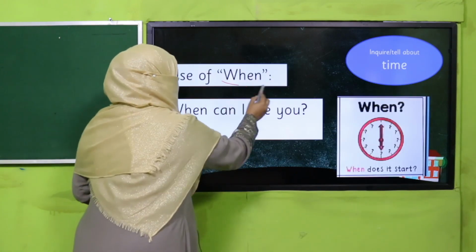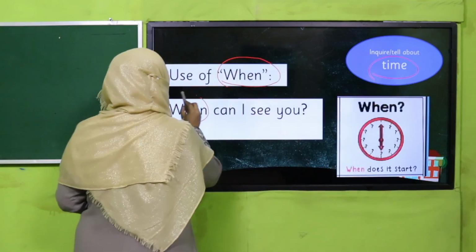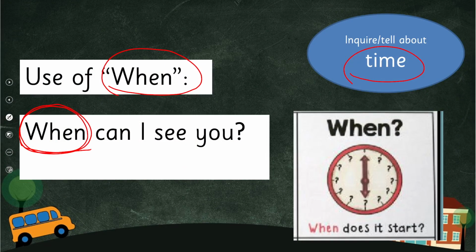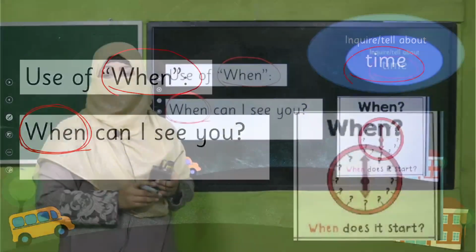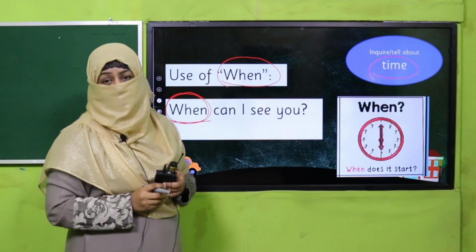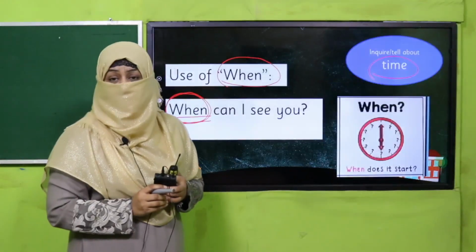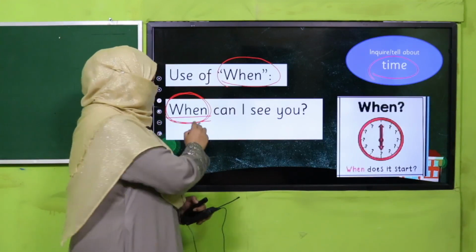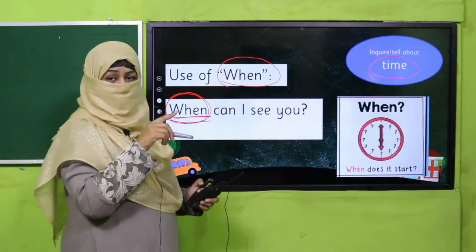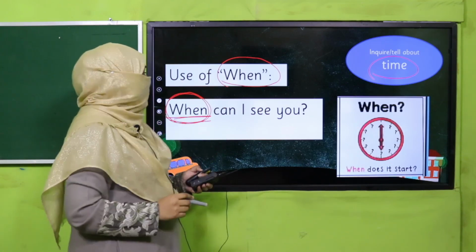We use when to ask about time. When can I see you? It means by what time. So we'll meet again tomorrow, next Monday, whatever. It means you have to tell the time. Maybe you can say we'll meet at 8 o'clock, okay? So when means you have to tell the time. And if you want to ask about time, you'll use when.